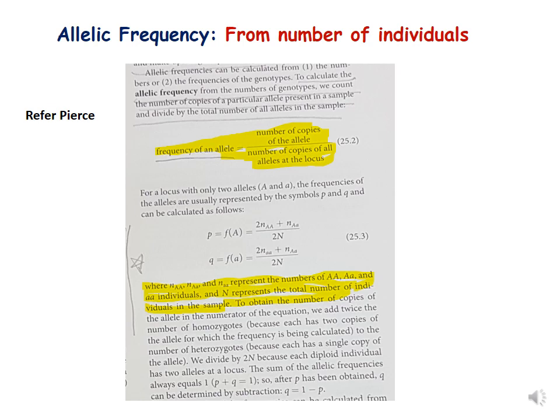we can also solve problems when the number of individuals is given. For calculating allelic frequency, we have already discussed in the first part of the lecture that the frequency of an allele can be calculated by this formula: number of copies of the allele upon number of copies of all alleles at the locus, where n represents the number of homozygous dominant, homozygous recessive, and heterozygous genotypes or individuals. So this is another formula which you have to remember.